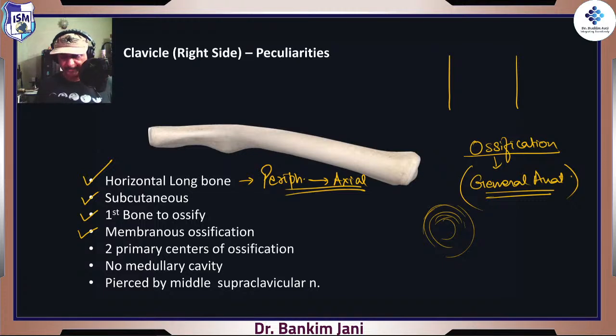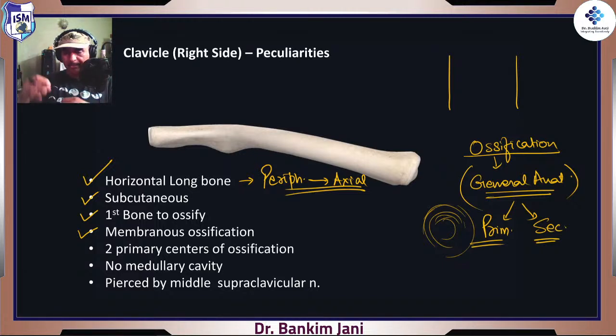Membranous ossification. And whenever we talk about ossification, there are primary ossification centers and secondary ossification centers. Because these bones are cartilaginous, right? They develop in those cartilaginous models, and then gradually they become ossified, and then they start joining with each other. And this entire process is so vital, because with the help of this, age determination is possible.